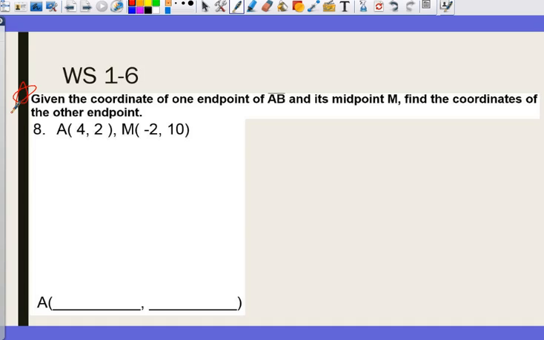Okay, so we have a line segment AB. We have a midpoint M. We know A is at 4, 2. And we know M is at -2, 10.